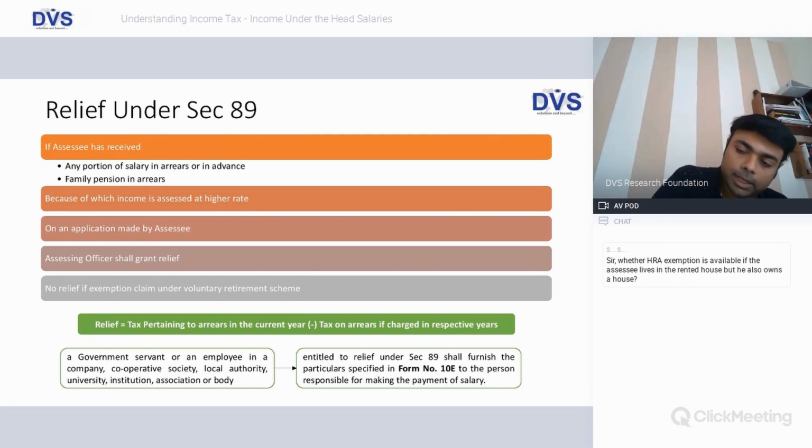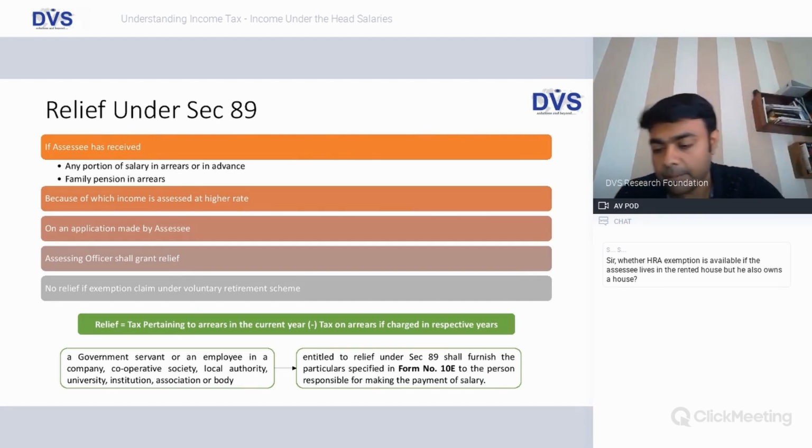Now, whatever tax you will pay if this amount is added to your current income, say 7 becomes 11, let's assume that excess tax is 1 lakh. The difference between these two, 1 lakh and 30,000, will be your relief under 89. So 89 gives you a benefit where, if arrears of salary are received, you are not expected to pay unduly high amounts of tax consequent to the timing difference of receipt.